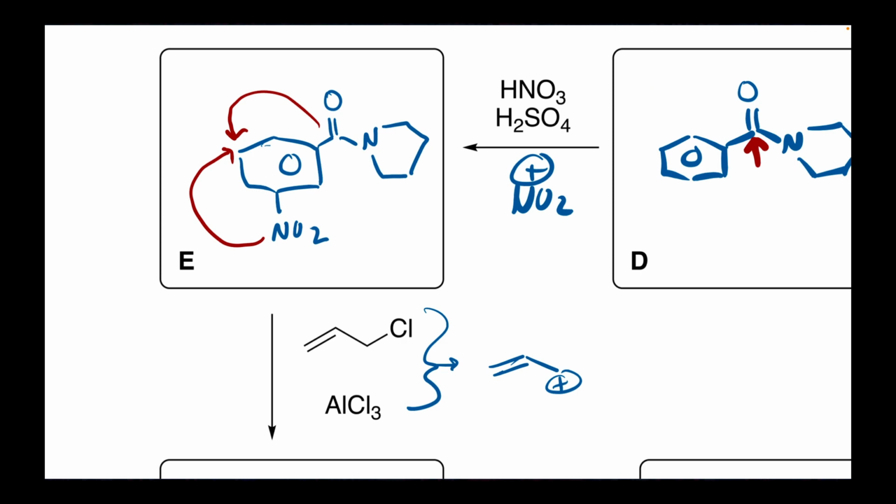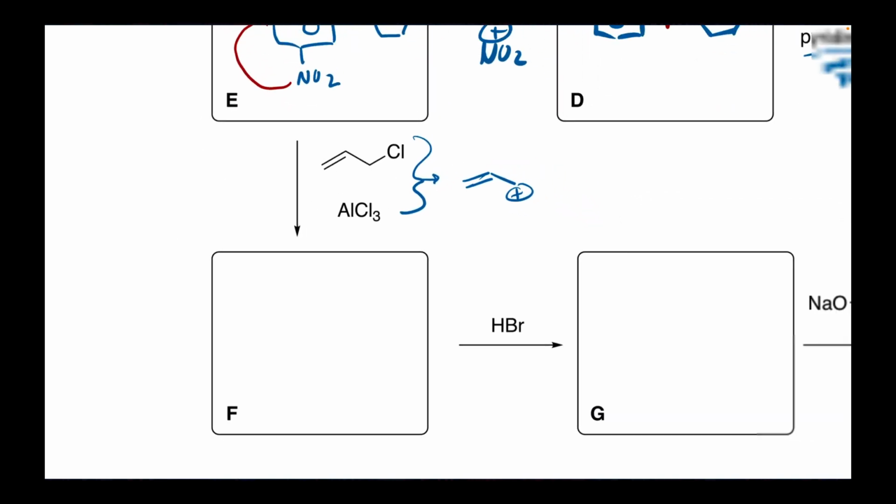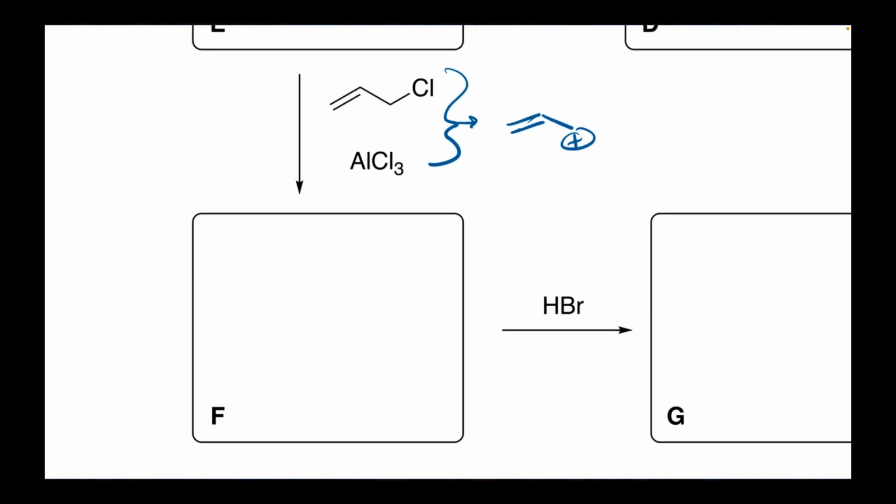Are you following this okay? Remember all this? So then we will have, let's see if I can draw this on here. The benzene ring, the amide is just sitting there, nothing happens to it. The nitro group is there, and then we have a 3 carbon group attached with a double bond on the end.